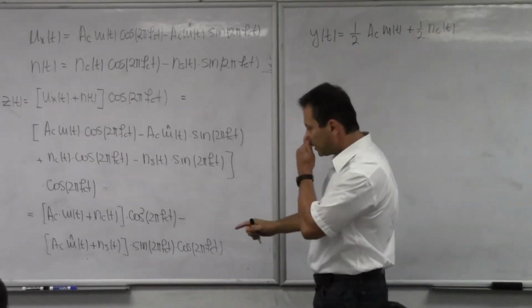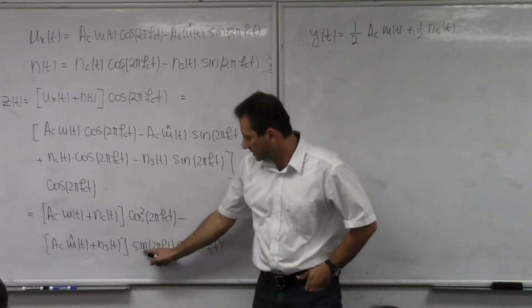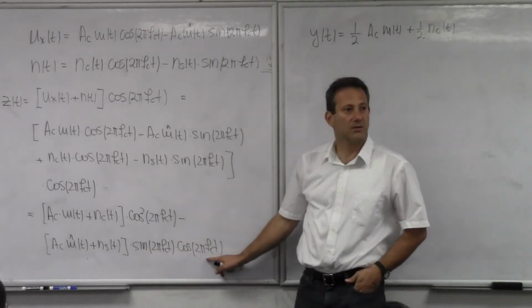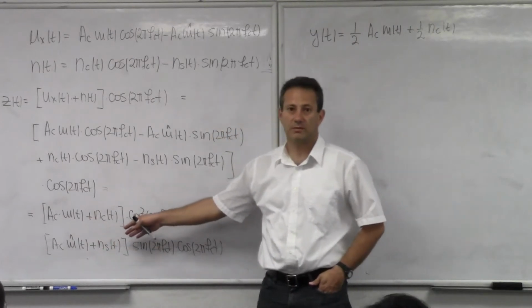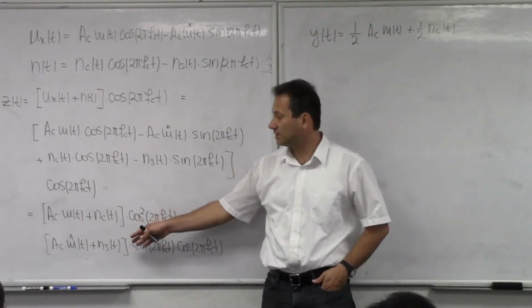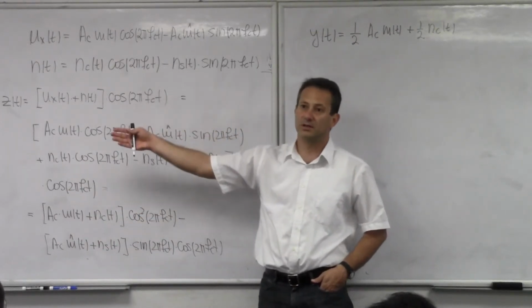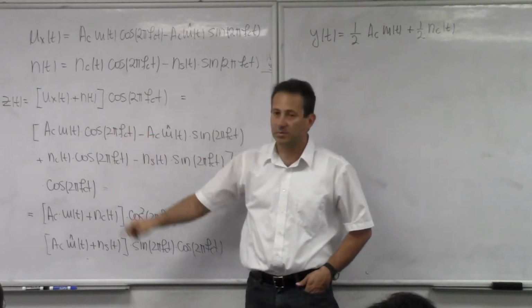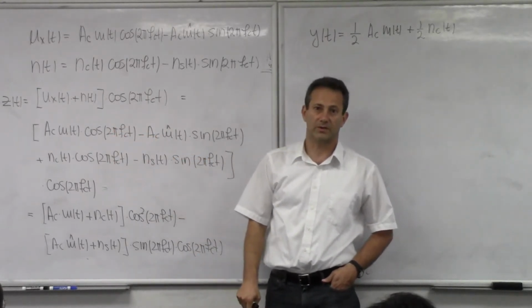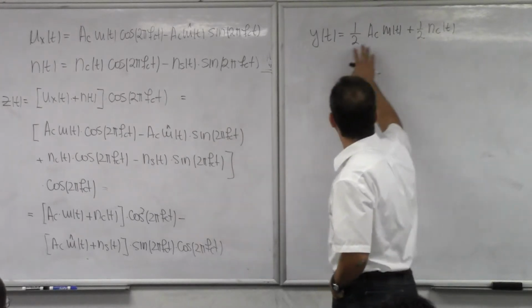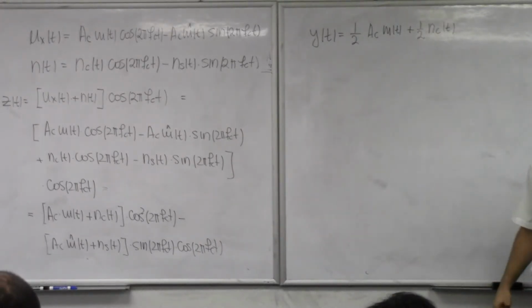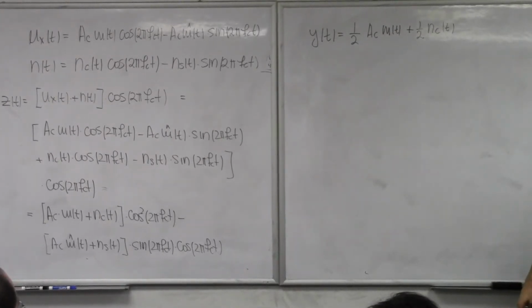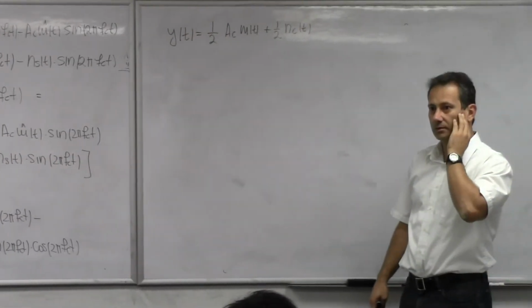Let's see, are there any other components? No, because this sine times cosine gives me sine of the double frequency, and this is now a double sideband modulated signal that's located at twice the carrier frequency, and that's going to be eliminated by this low pass filter over there. So that's it. Believe it or not, after all of this mess, we just have two nice terms at the output. Do you have a question?